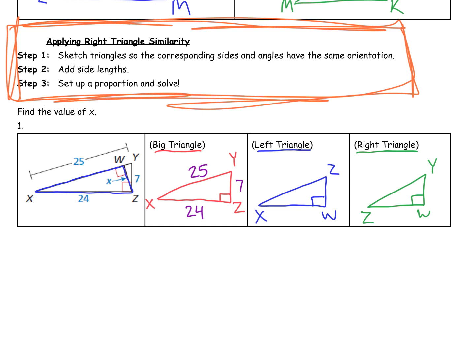I can see that I have two known things. I don't really know XW. 25 is the whole thing, but that just goes away. Let's see, I don't know XW, but I do know XZ. 24 should go in between X and Z. So 24 is gonna go right here. And then look where X is. X is in between W and Z. So X is gonna go here.